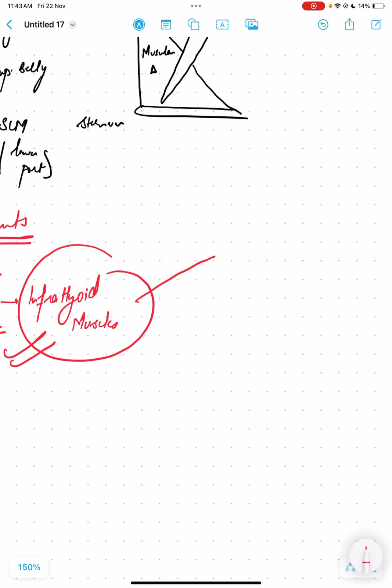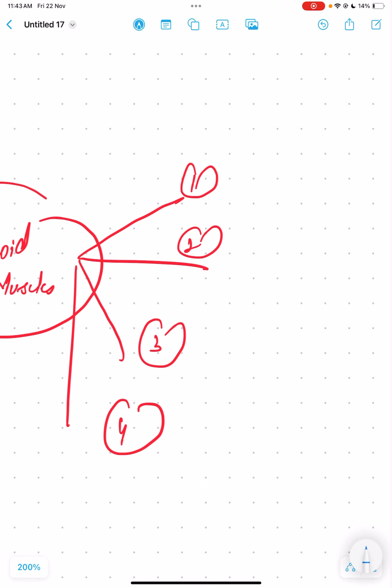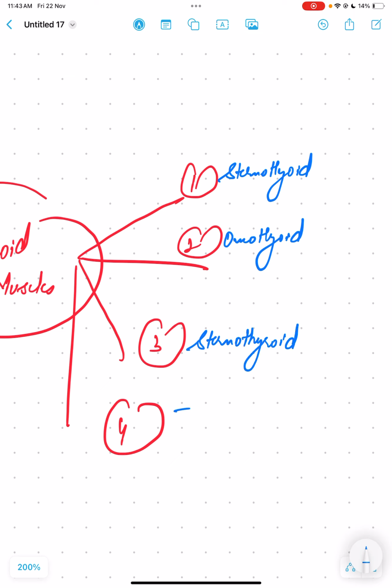Infrahyoid muscles involve four muscles that all of you should remember. Firstly, we have sternohyoid, omohyoid, sternothyroid, and thyrohyoid. We have sternohyoid, omohyoid, sternothyroid, and thyrohyoid. You should remember these words very carefully.